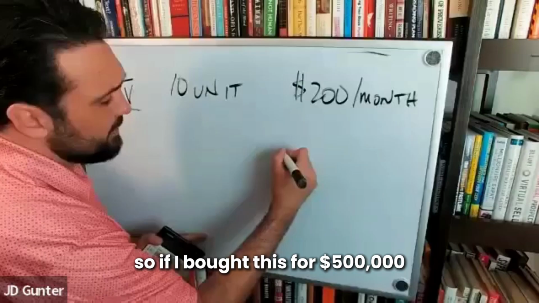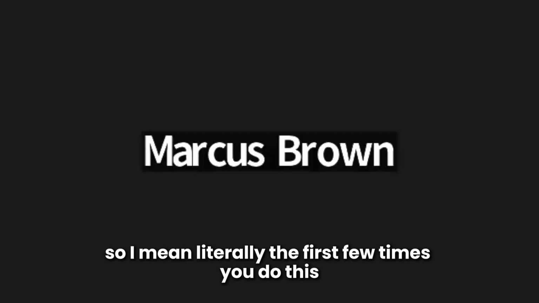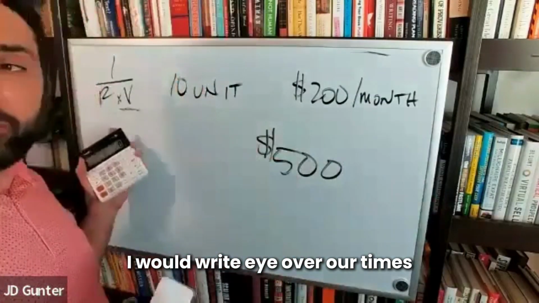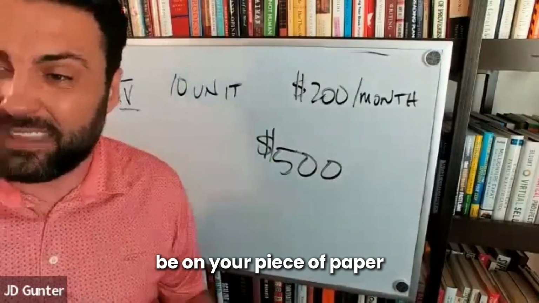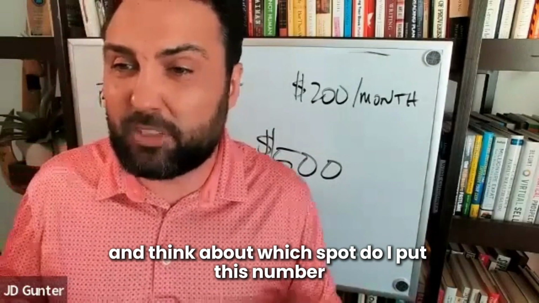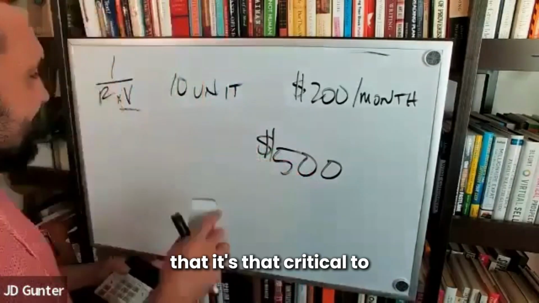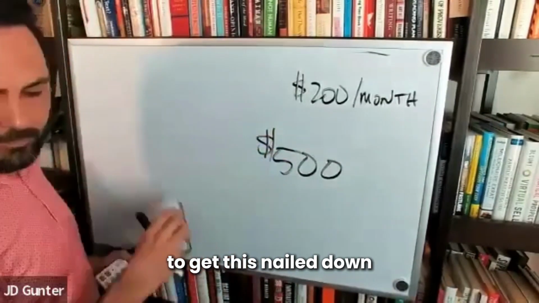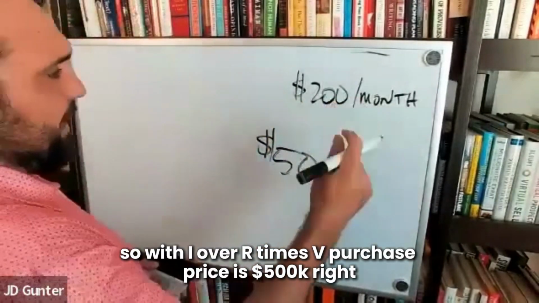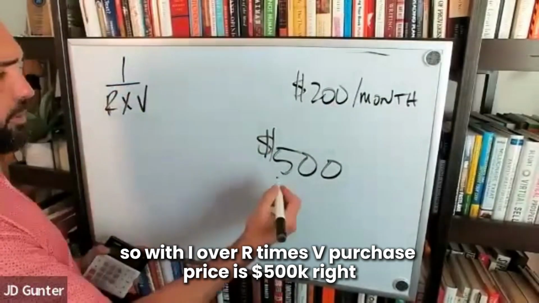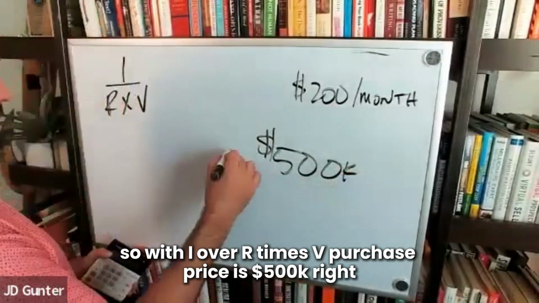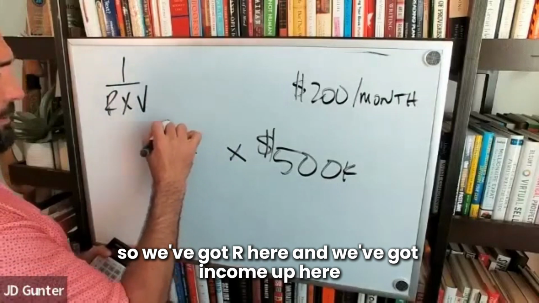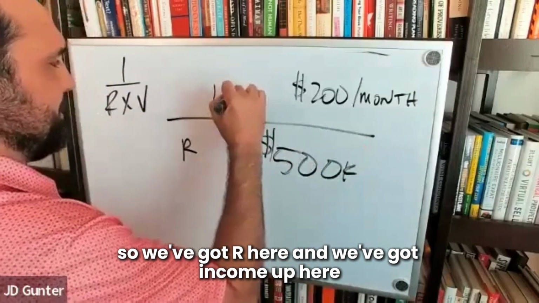So if I bought this for 500,000, literally the first few times you do this, I would write I over R times V on your piece of paper and think about which spot do I put this number. It's that critical to get this nailed down. So with I over R times V, our purchase price is 500K, right? So we've got R here and we've got income up here.